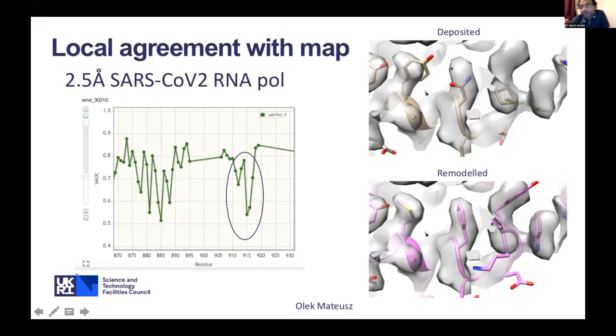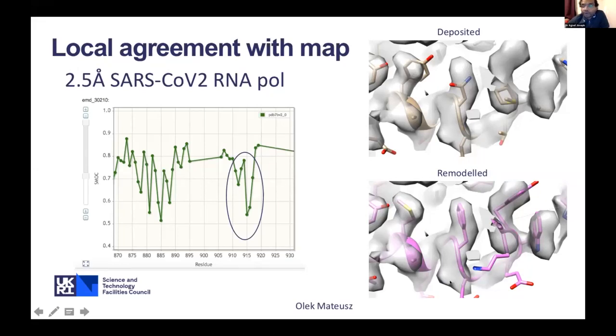So it's an RNA polymerase structure. Here, on the top right corner, you see that the side chain fit and the density here is not perfect or not great. This is a result of a sequence register error in the fit. So the sequence model here is out of register.